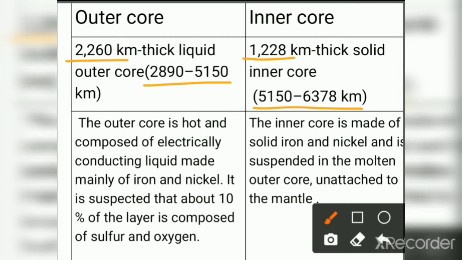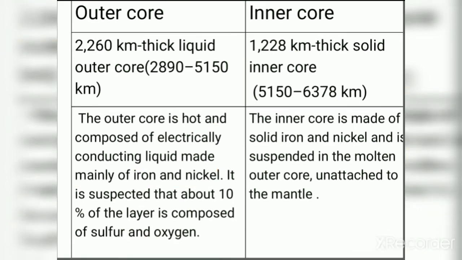So the outer core is hot and composed of electrically conducting liquid made mainly of iron and nickel. It is suspected that about 10% of the layer is composed of sulfur and oxygen. So it's a liquid layer, mainly composed of liquid iron and nickel. The inner core is made up of solid iron and nickel and is suspended in the molten outer core, unattached to the mantle.